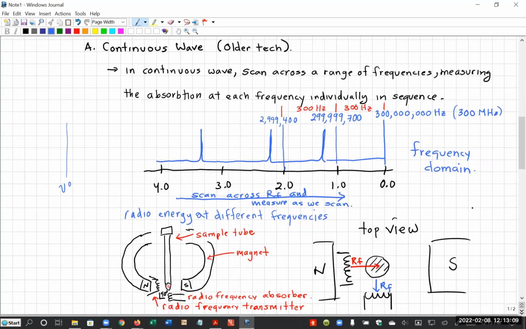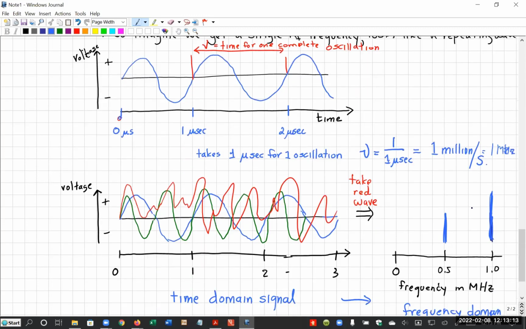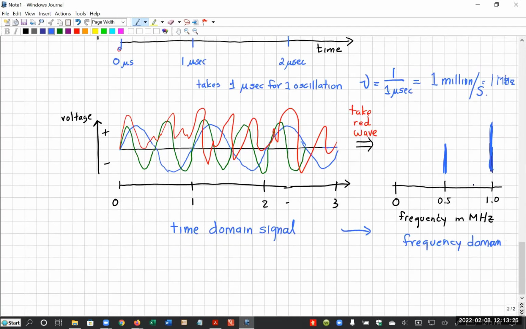And that's what we want. But what we can do is we can take the time domain signal and convert it mathematically into the frequency domain. Okay? Does that make sense? Do you have any questions about that? So, how do we do that? Okay?